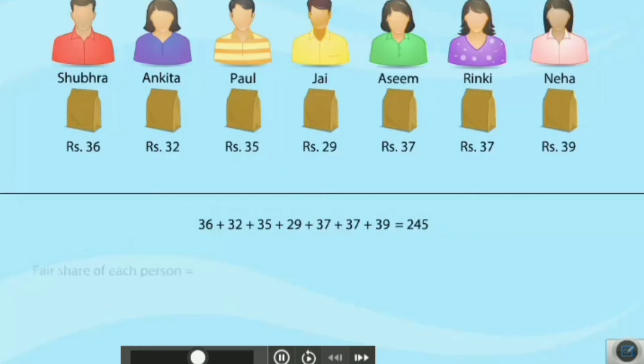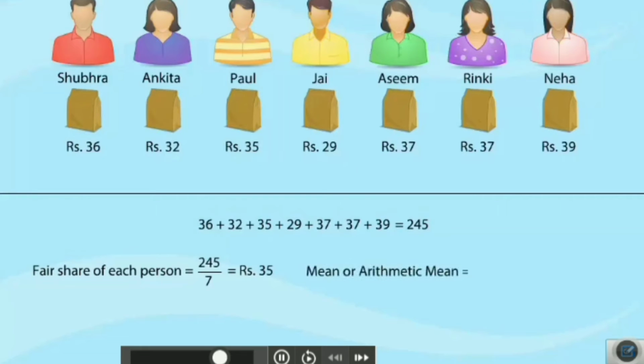To calculate an equal and fair share, each needed to pay 245 divided by 7, that is 35 rupees. The method that we used in calculating the equal share is known as the arithmetic mean. Thus, mean or arithmetic mean is equal to the sum of all observations divided by the number of observations.